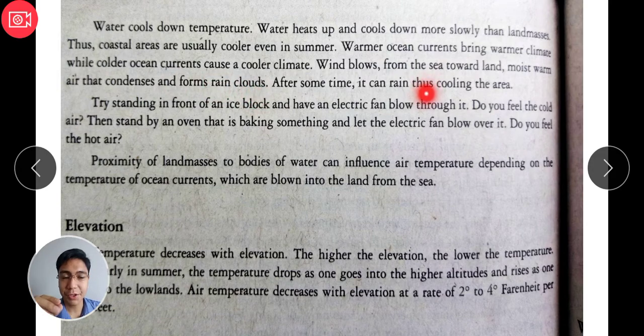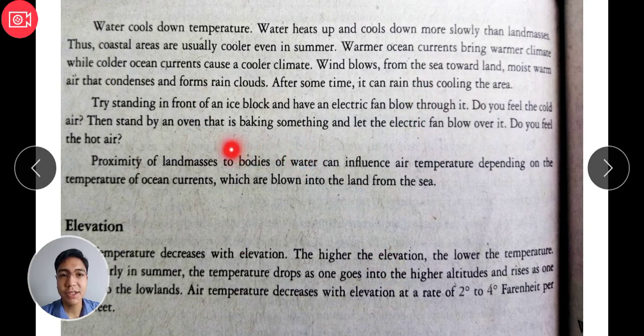So in terms of current na to, sa tubig na to nung dagat, pagka warmer yung ocean, of course, warmer climate. Kapag ka colder yung ocean currents, yung daloy ng tubig, mas malamig. Cooler climate. So wind blows from the sea toward land. And a moist, warm air that condenses to form rain clouds. We know that malamig yung galing sa ocean. Pag napunta yan doon sa land masses, okay, and makita natin dito, from the sea toward land, moist, warm air that condenses to form rain clouds. Okay, so nagko-condense siya, and then it forms rain clouds. After some time, it can rain, thus cooling the area. Lalamig nila sa land masses.